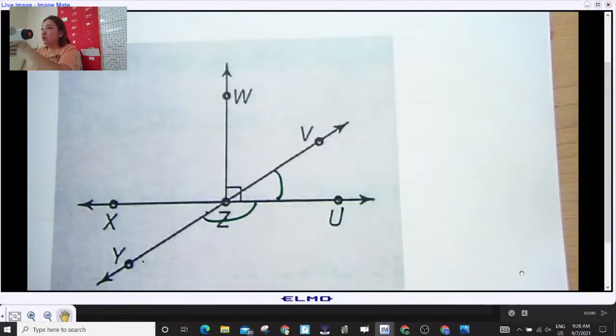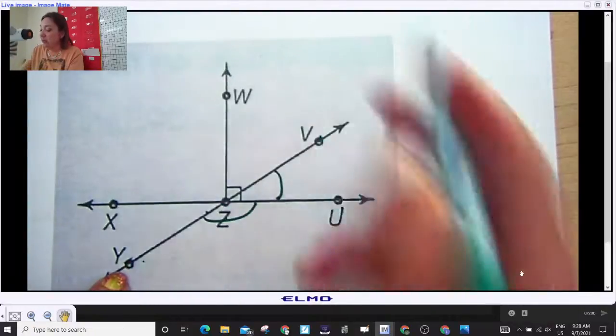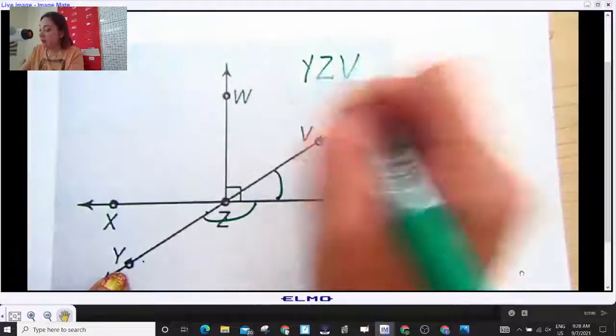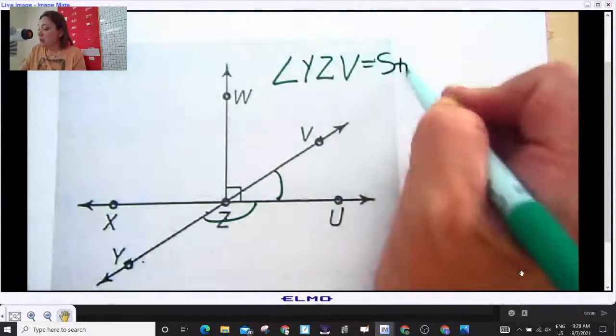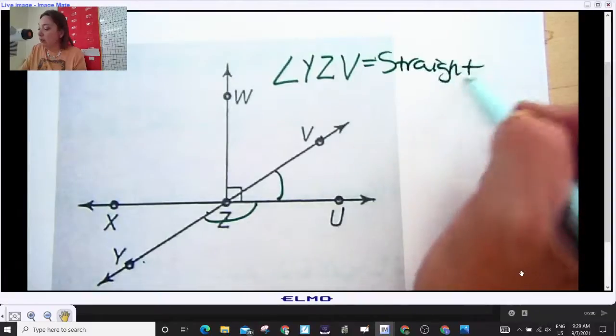Because they make a straight line angle. They make this angle YZV, and that's called a straight line angle. Okay, so straight line angle. All right, we got one more down here.